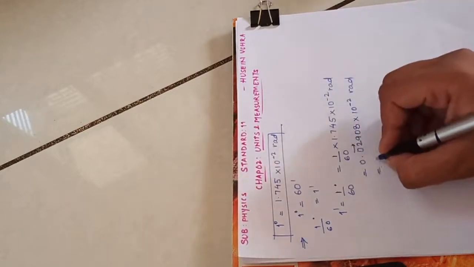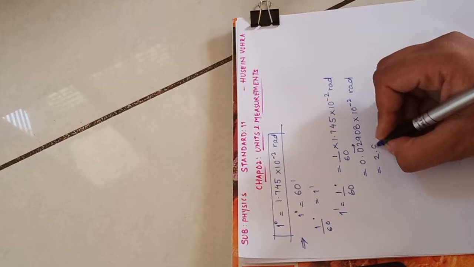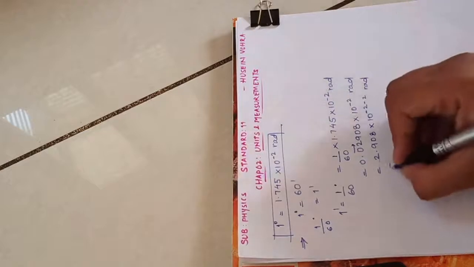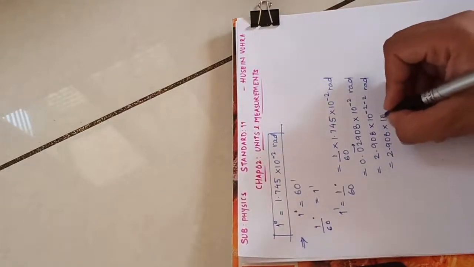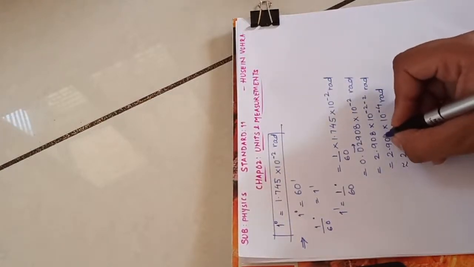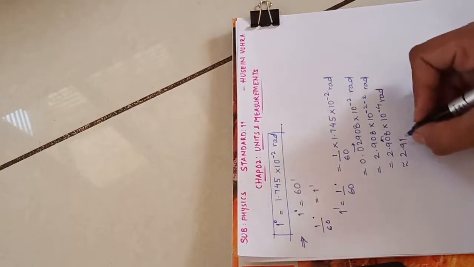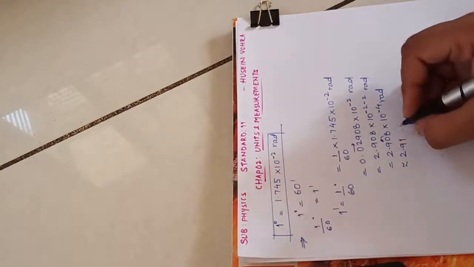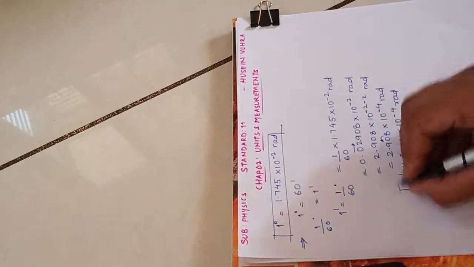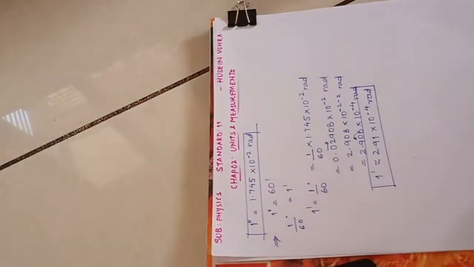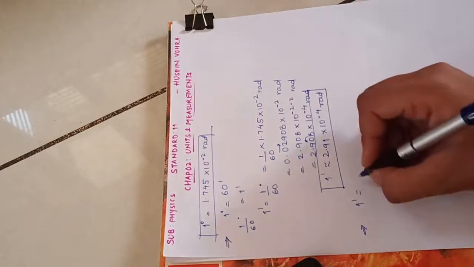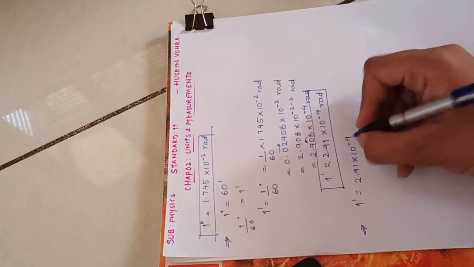I have to move again 2 points, that is 2.908 into 10 power. I have shifted 2 positions, so minus 2 again. So 2.908 into 10 power minus 4 radian. More precisely, 2.908: this 8 is more than 5, so I have to add 1 to the previous digit, that is 2.91 into 10 power minus 4 radian, that is 1 minute. Clear? Moving ahead, we have got 1 minute equal to 2.91 into 10 power minus 4 radian.